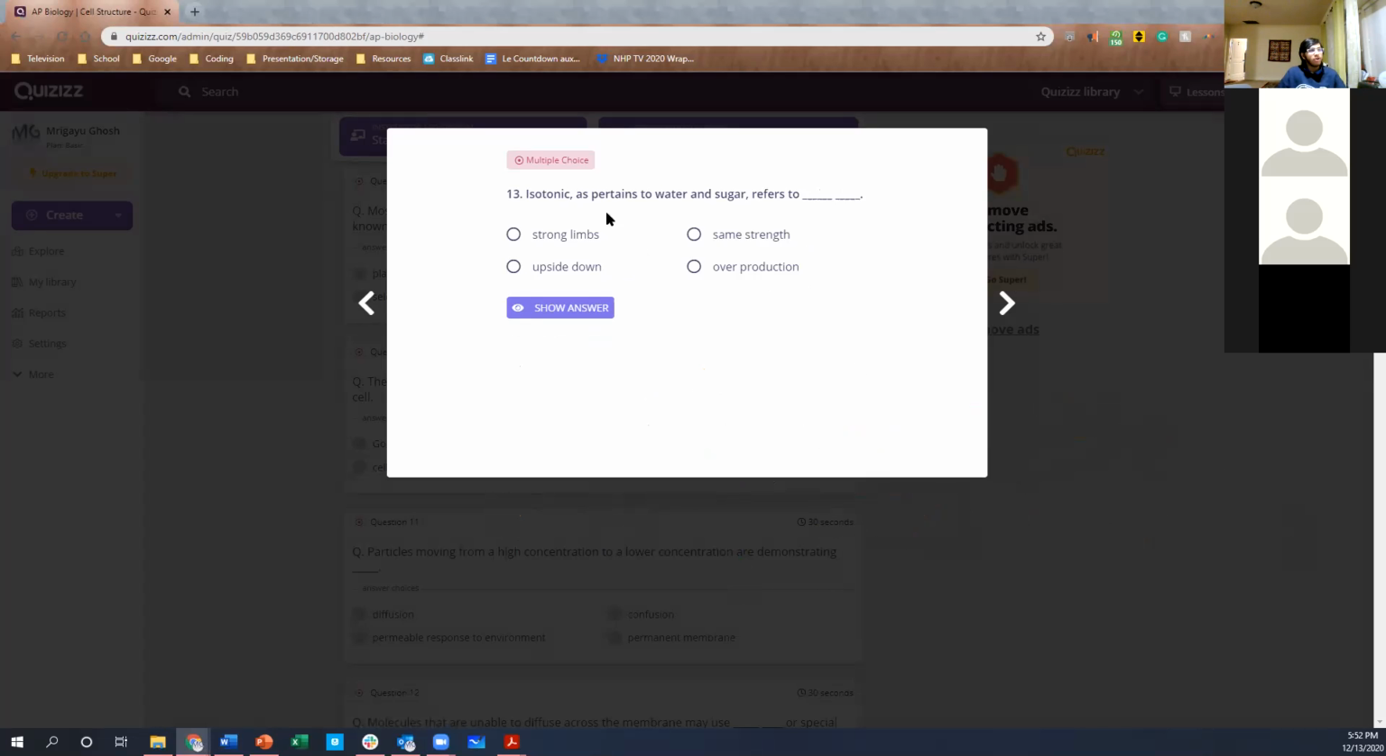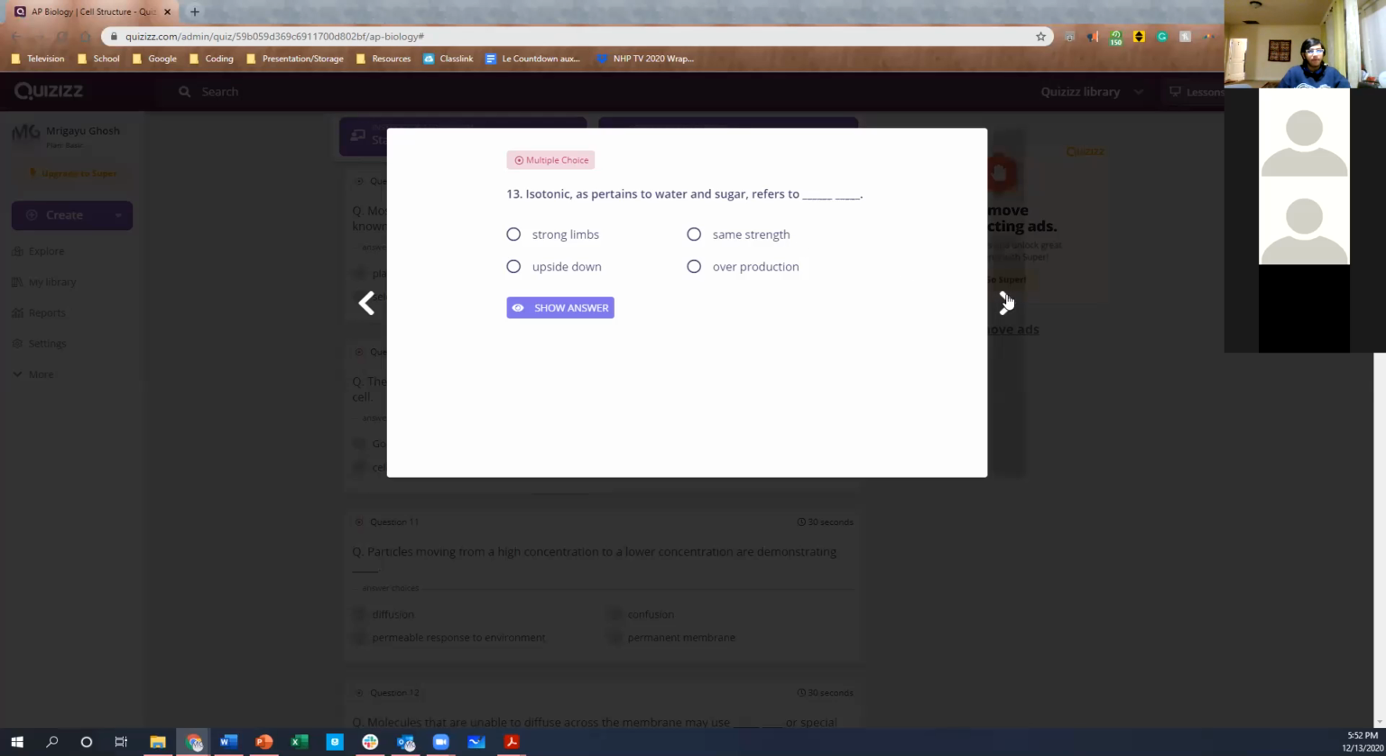Isotonic, as pertains to water and sugar, refers to... this is a weird way of writing it. I wouldn't. It's same strength would be the answer. I wouldn't write it that way. I would say same concentration, because tonicity refers to concentration.